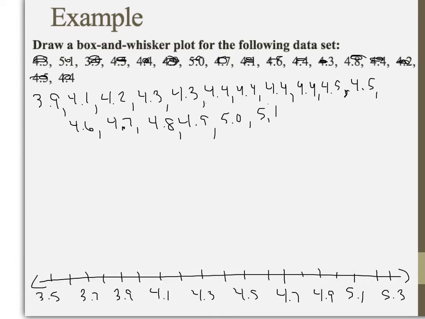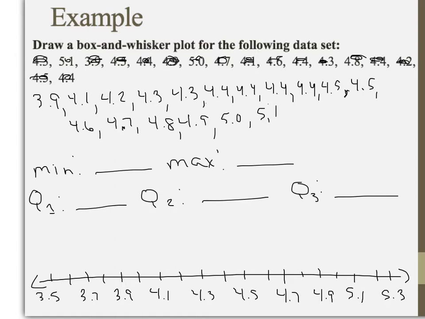The next step, I've drawn a number line. And notice when we look at our numbers, they're all in tenths: 3.9, 4.1, 4.2. So I started my number line at 3.5, a little bit less than the smallest number, and went up to 5.3, a little bit bigger than the largest number.